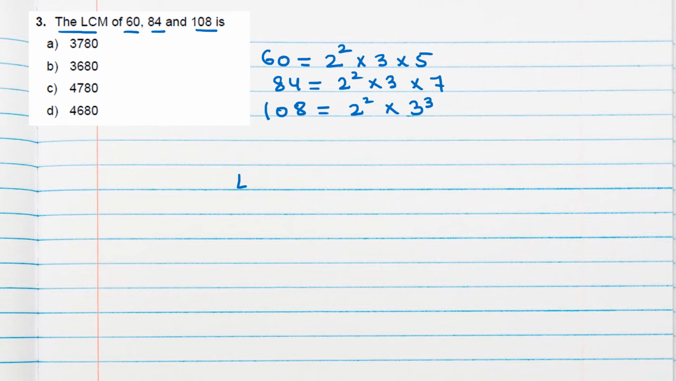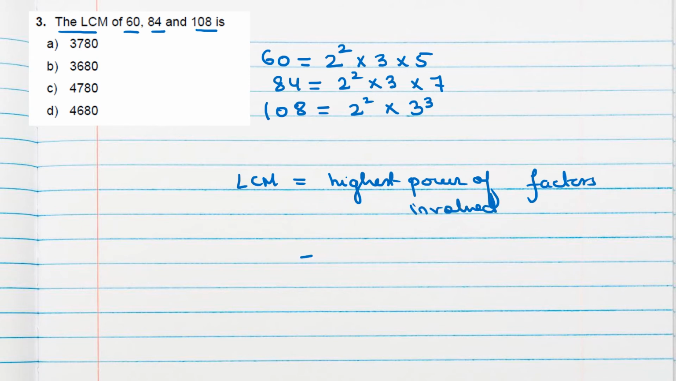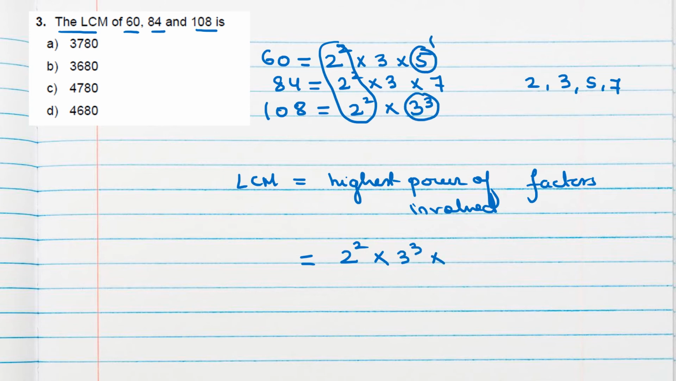Now to find the LCM, we know the LCM is the highest power of all factors involved. The factors involved are 2, 3, 5 and 7. So we should take the highest power. If you observe, 2 square is highest, then 3 cube is highest, and 5 with power 1 and 7 with power 1 are highest.